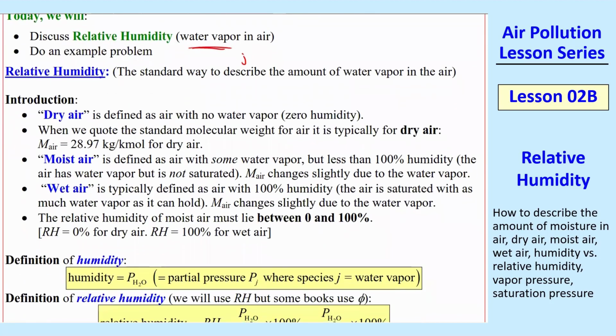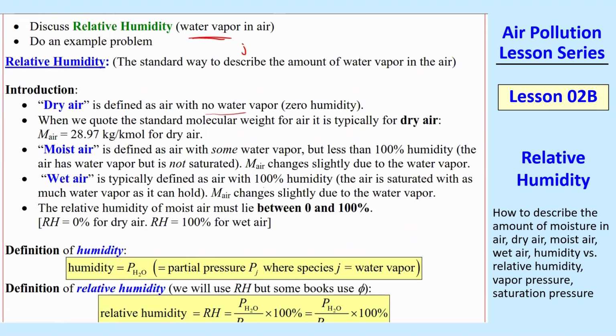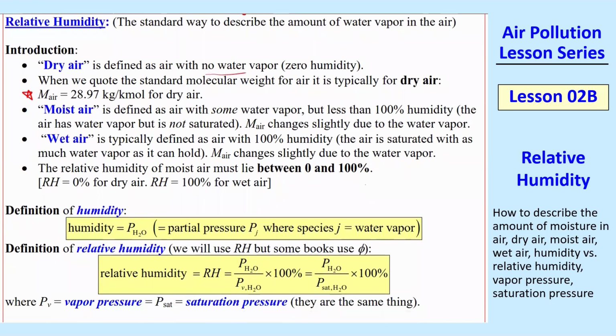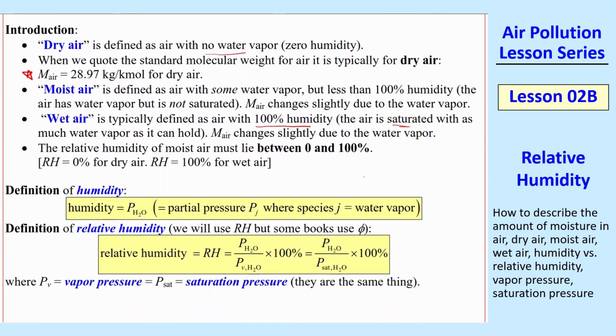By introduction, dry air means there's no water vapor, or zero humidity. And so when you see this M-air, molecular weight 28.97, that's for dry air. Moist air is air with some water vapor, but less than 100% relative humidity, not saturated. And then wet air is defined as air with 100% humidity. It's saturated with as much water vapor as it can hold. And of course, the molecular weight will change because it's a mixture of gases, one of which now is water vapor.